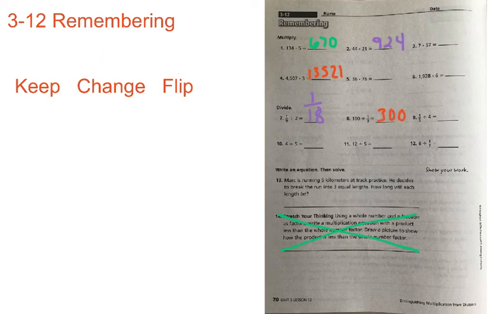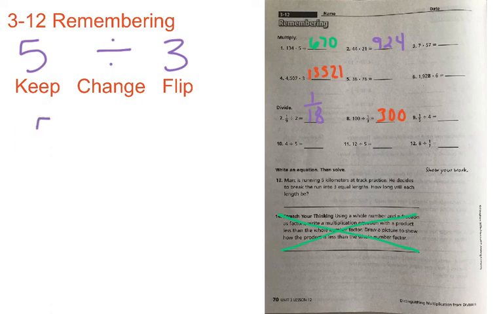Let's go ahead and look at number 13 together. Mark is running 5 kilometers at track practice. He decides to break the run into 3 equal lengths. How long will each length be? Now, you could do the equation a couple of different ways, but for me, I want to know how long each length will be. So I know he's running 5 kilometers, and I'm going to divide that 5 kilometers up into 3 equal chunks. And so I have 5 divided by 3.